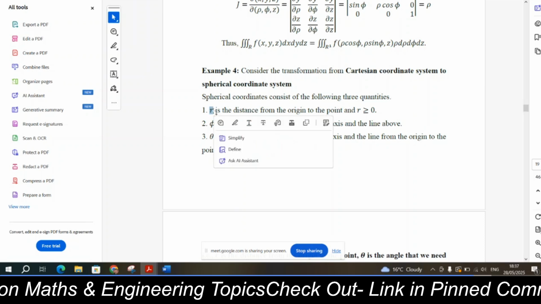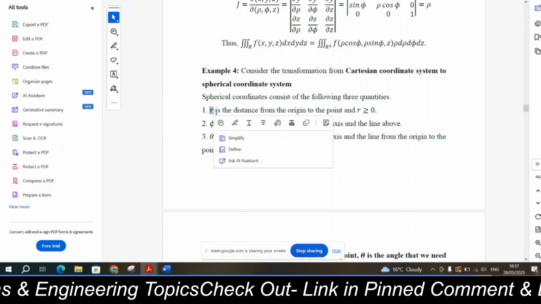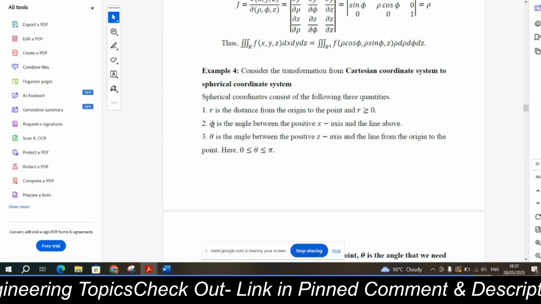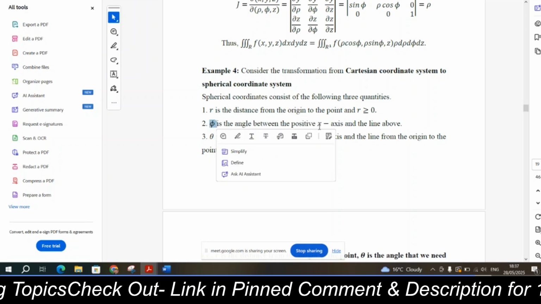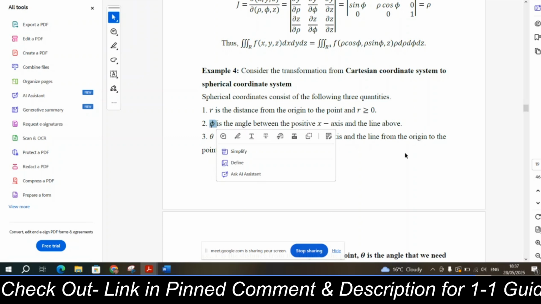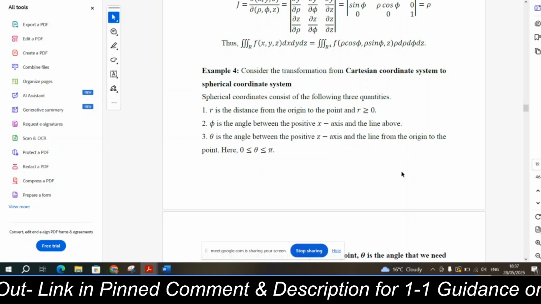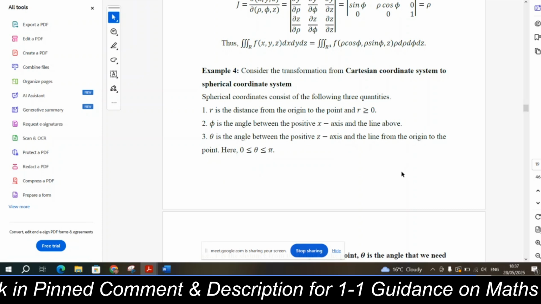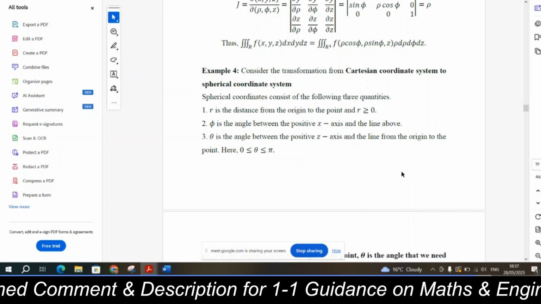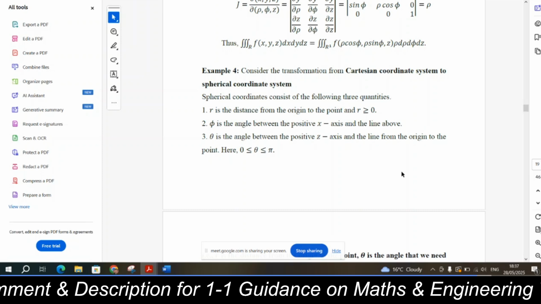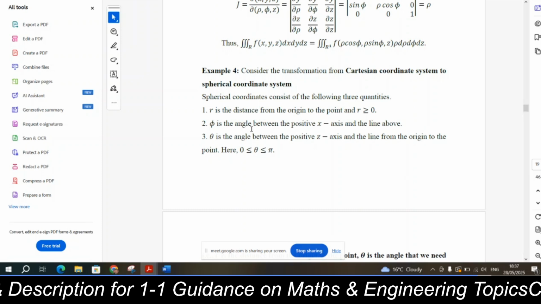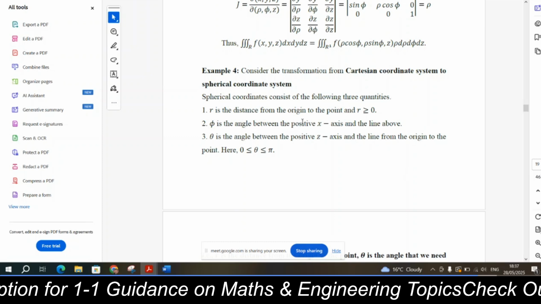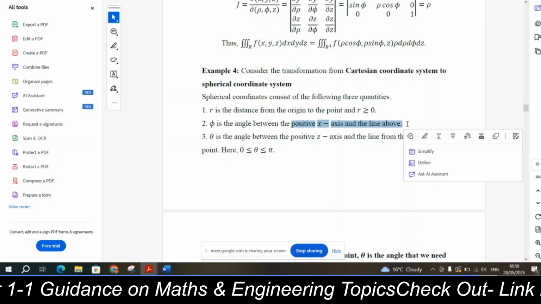So in this case, this becomes equal to this. Now you have the spherical coordinate system. In it, you have three particular variables. One is r, which is a radius, and because it's a solid sphere, your radius can be anywhere between 0 to the radius of the sphere. This angle phi is the angle between the positive x-axis and the line above.